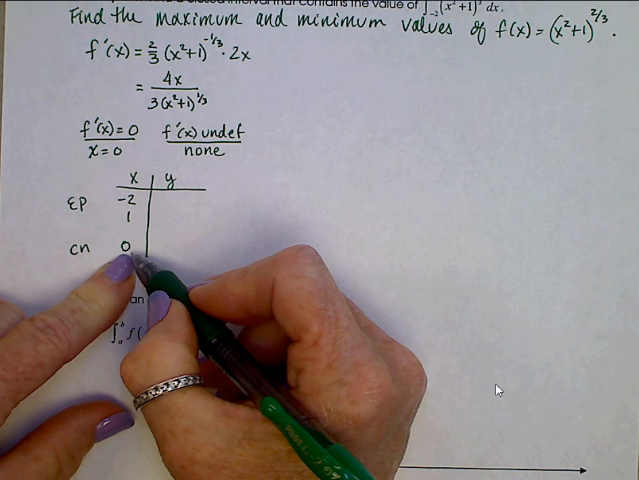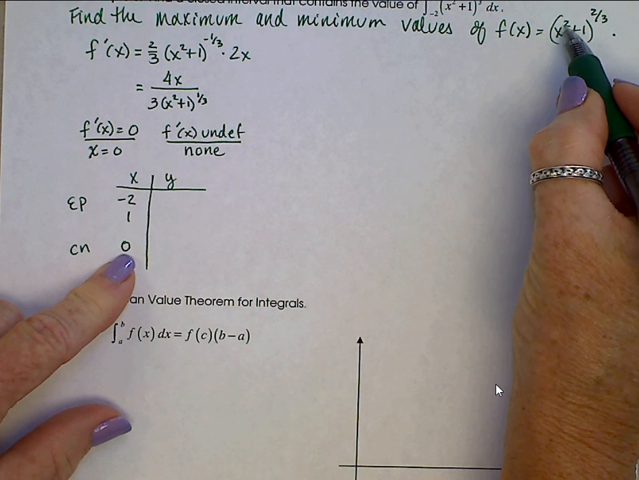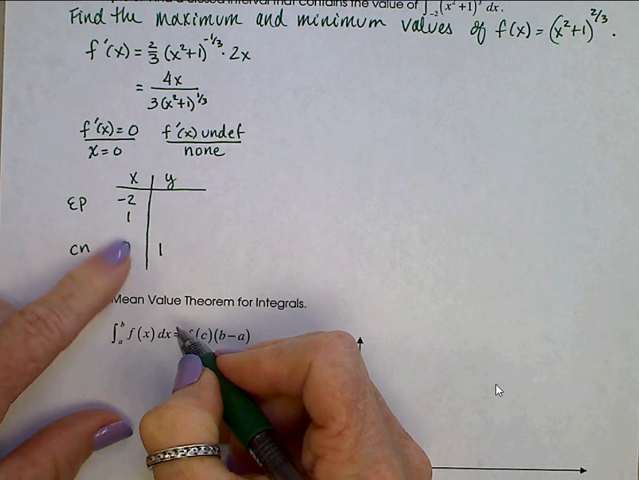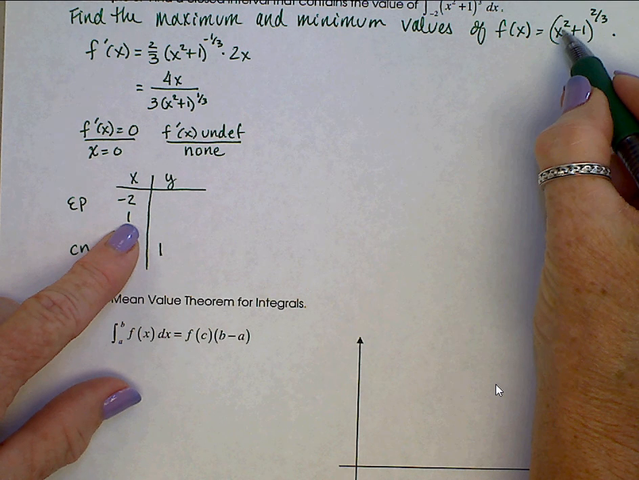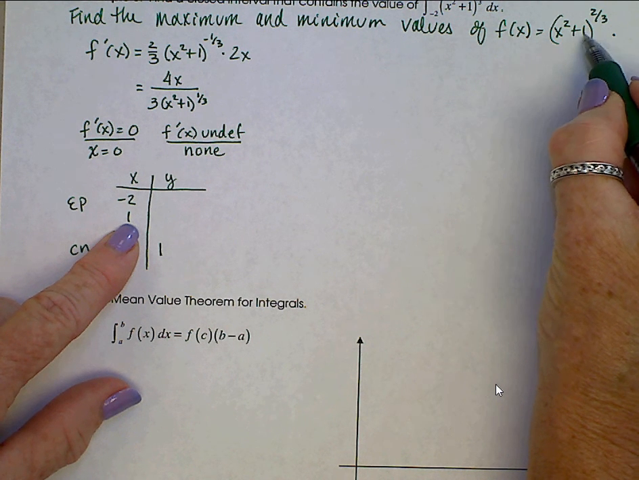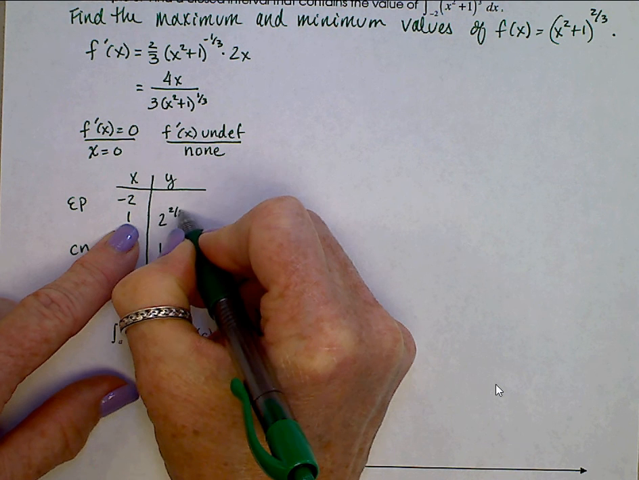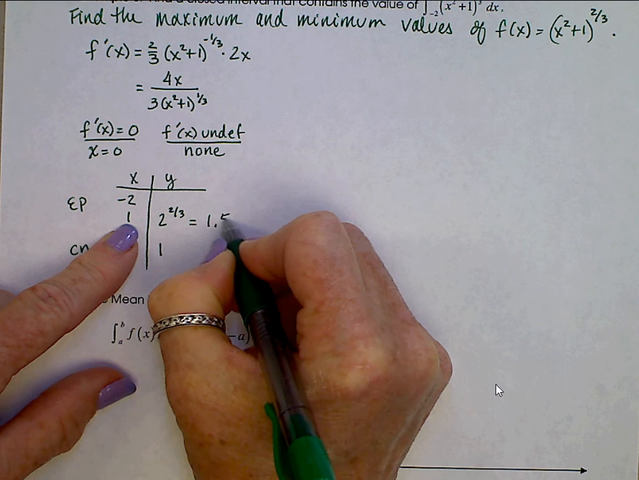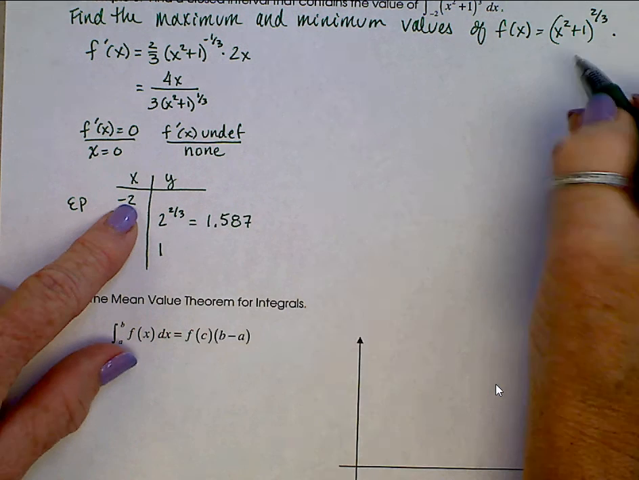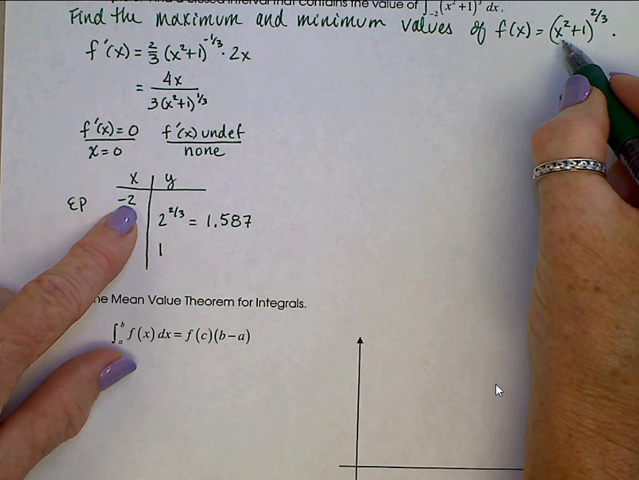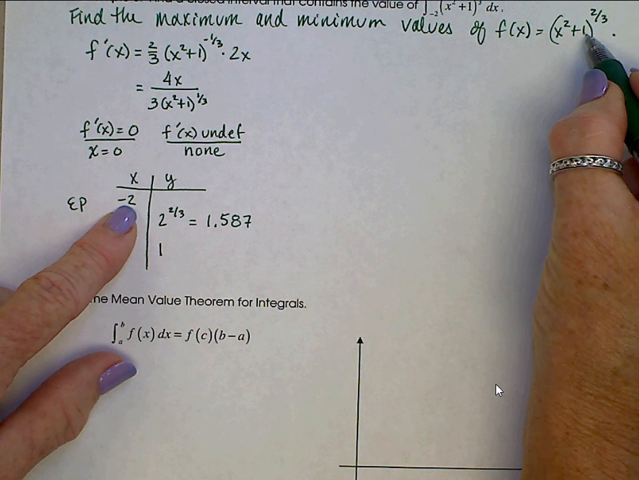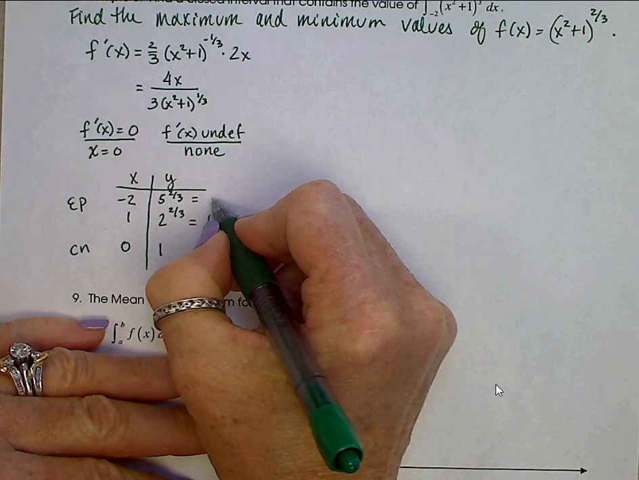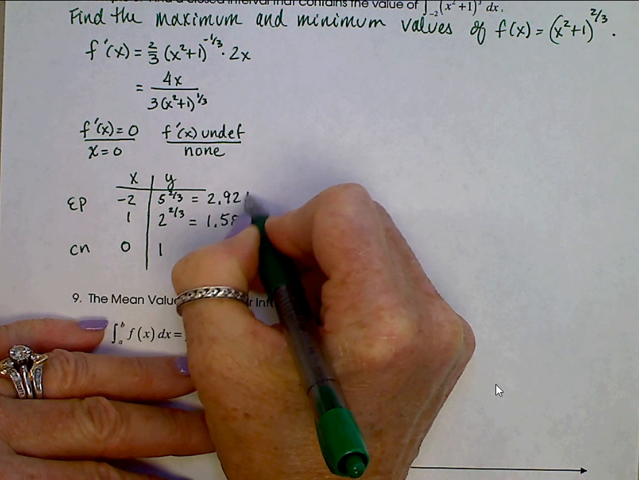So plugging in 0, let's do that one first because that's easy. 0 squared, 0, plus 1 to the 2/3, that's 1. Put a 1 in here. That's going to be 1 plus 1, 2. That's 2 to the 2/3, which I'll help you out here decimal-wise. That is 1.587. And negative 2 plugged into the original, that's 5 to the 2/3, which decimal-wise is 2.924.